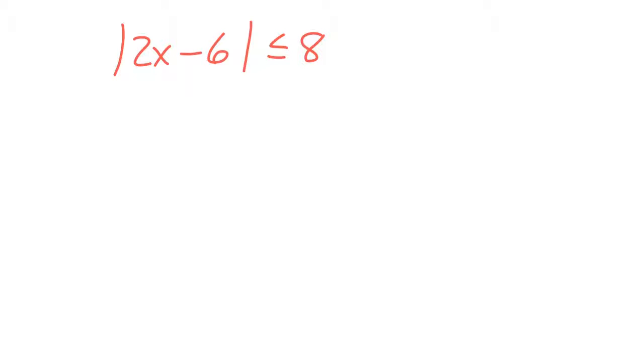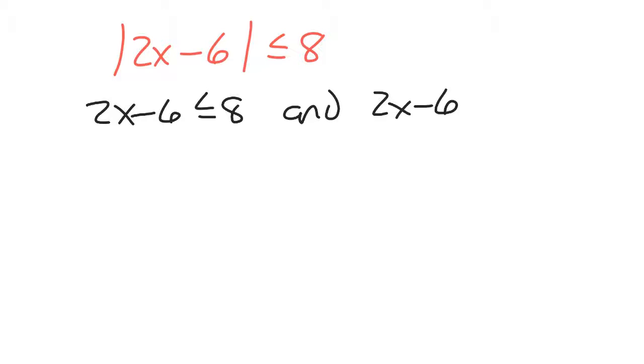Okay, I want you to notice the difference in this example. The difference is that we are facing an absolute value inequality instead of an equation. So when we write our two statements, the first part kind of looks the same. We're going to say 2x minus 6 is less than or equal to 8, and we're going to say 2x minus 6, but we have to change the symbol of inequality when we change the ending, so now it's greater than or equal to, and we change the 8 to a negative 8.